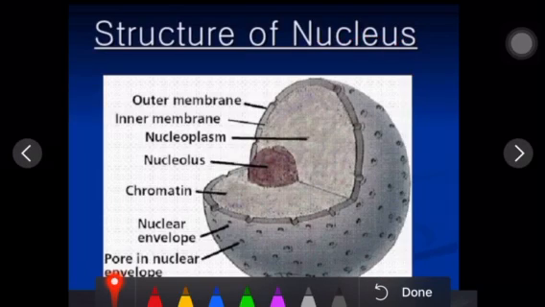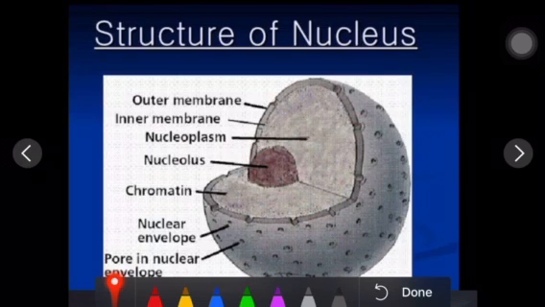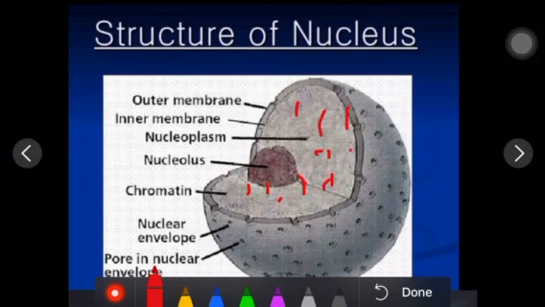First we'll see about the nucleus. As you can see, the nucleus is a round shaped structure. It is bounded by two membranes, outer and inner. The fluid in the nucleus is called nucleoplasm, and inside lies one more organelle, which is called the nucleolus, right? In the nucleus you will see thread-like structures. These thread-like structures work as genetic material, and they are called chromatin.